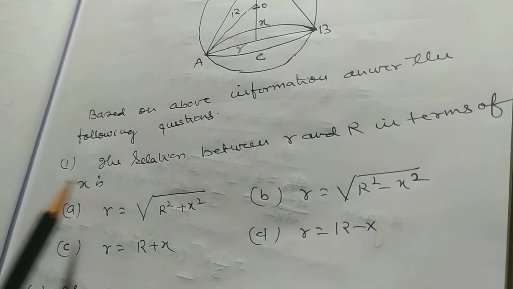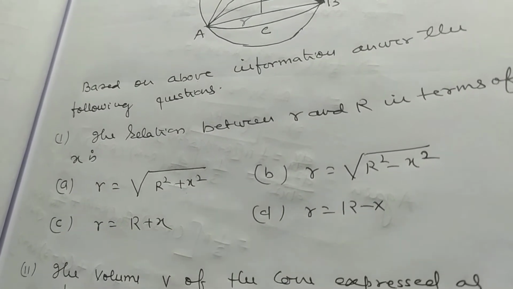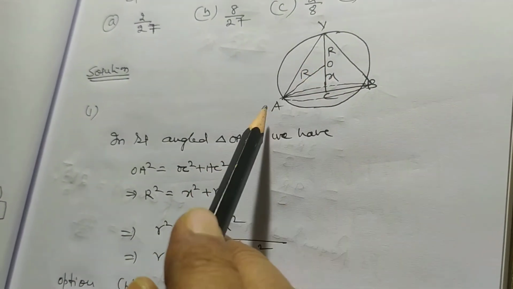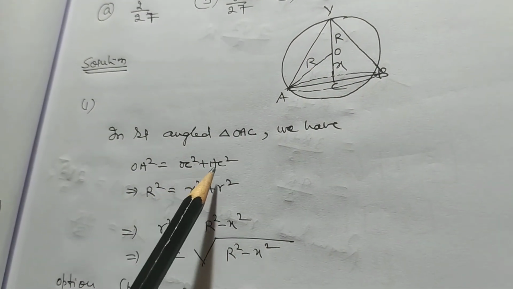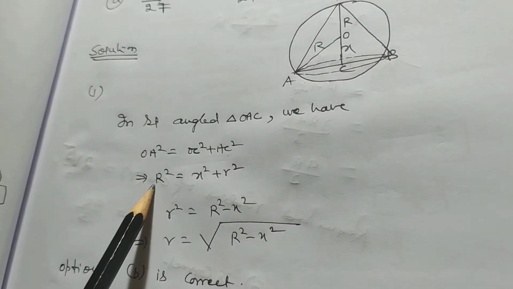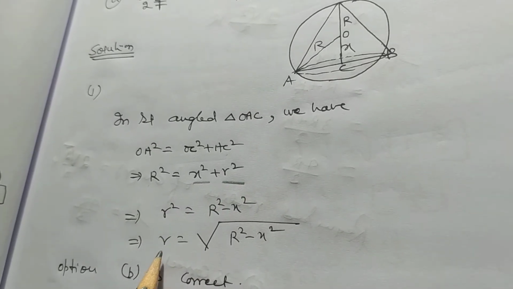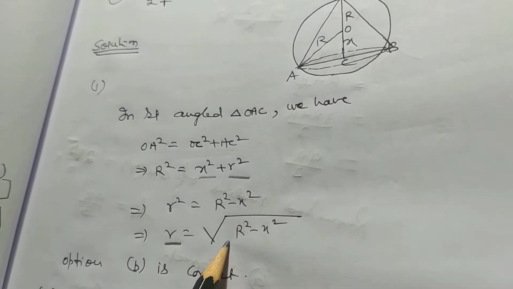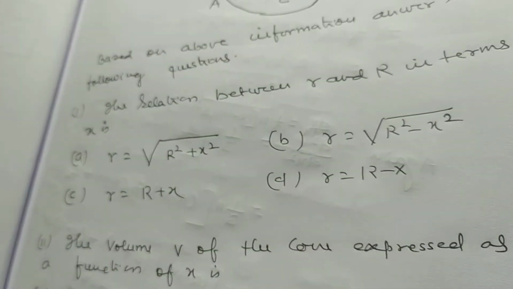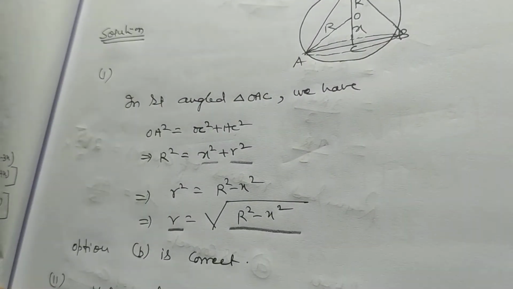The first is, in right angle triangle OAC, we have to prove the first. There are 5 options. What will be the correct value of small r? So you can see that OA square is equal to OC square plus AC square. OA is capital R, so R square is equal to x square plus r square. In this way, small r is equal to root over R square minus x square, and this is option B. So option B is the correct option.